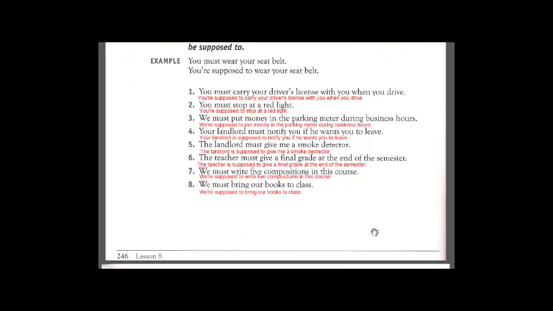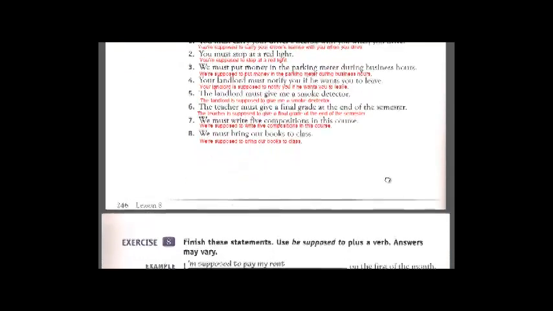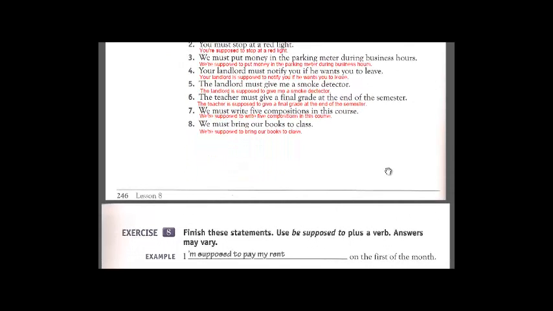Okay, now we're going to go on to exercise 8, where you're going to fill in the blanks. So finish the statements, use be supposed to plus a verb. Answers may vary. I'm supposed to pay my rent on the 1st of the month. So take a moment, stop the video, and answer these questions. And when you're ready, restart.